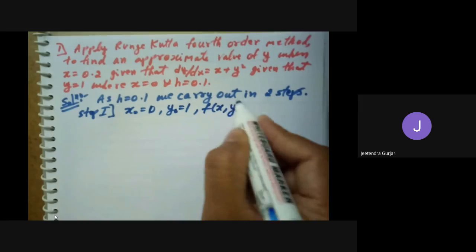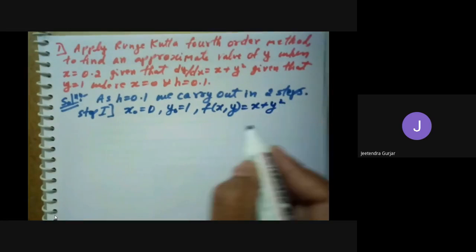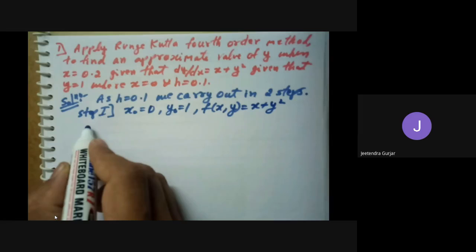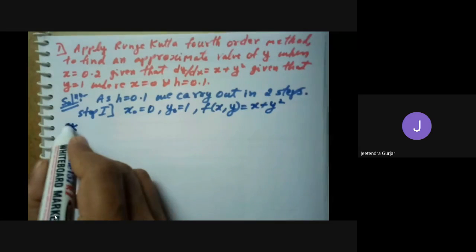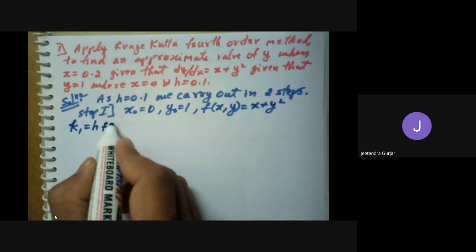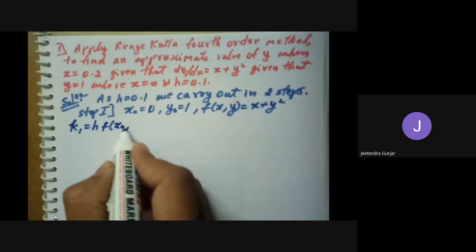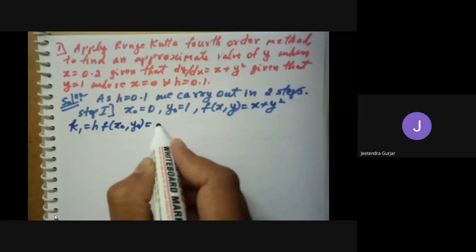So f of x y is what we have, students. It is x plus y square. So remember this function will change. Remember it is going to be initially 0, 0, 1, 1, 2, 2. It is going to change the function. Next, immediately we'll find the formula. First we'll write the formula from Runge Kutta fourth order method. K1 is equal to h f of x naught comma y naught.